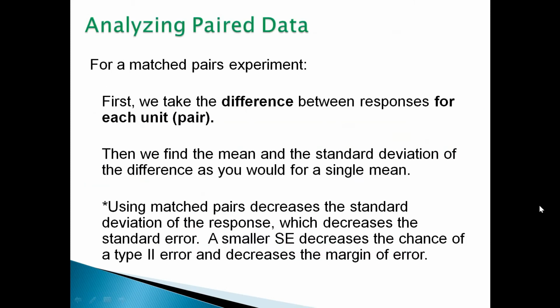Now that we have defined what paired data is and we've seen a couple of examples, we will go through the process of this experiment. As I said, each case will produce two measurements. So the first thing that you need to do is to take the differences between responses for each pair. Then you would find the mean and the standard deviation for those differences.